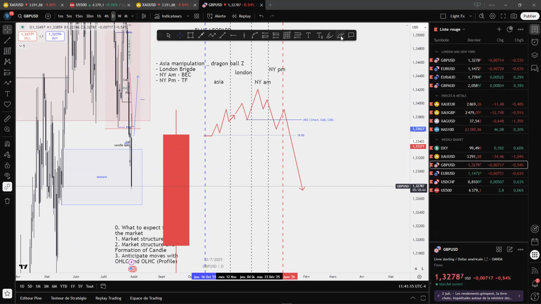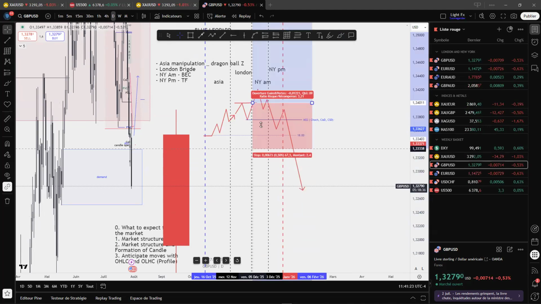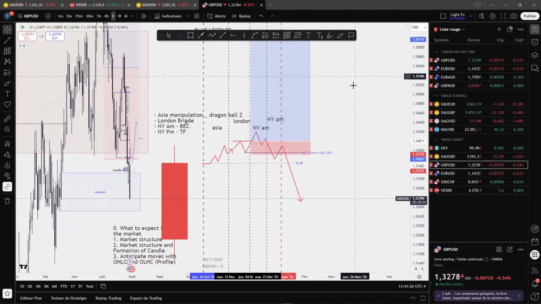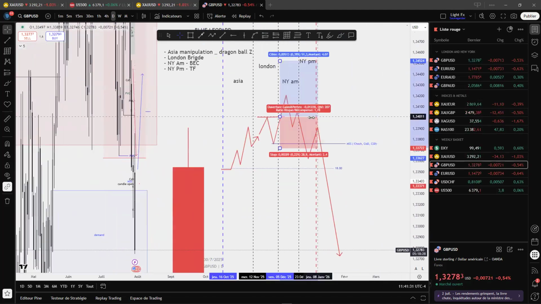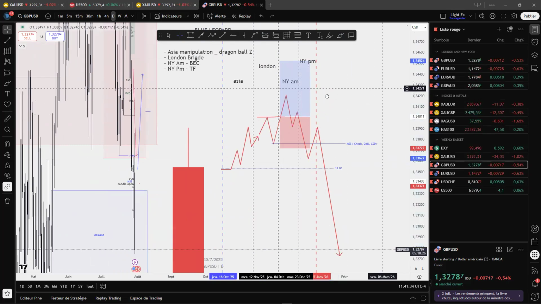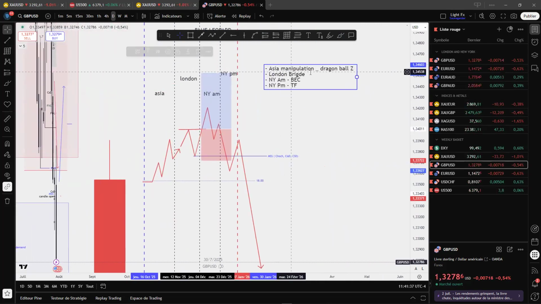It manipulated that direction to make all the buyers come in their trade, okay? And as soon as they come in, price reverses and drops lower. So you have the Asian manipulation, the London manipulation, the earlier manipulation in New York or on London close, which happens sometimes, it's the same thing, and you have the New York PM manipulation.